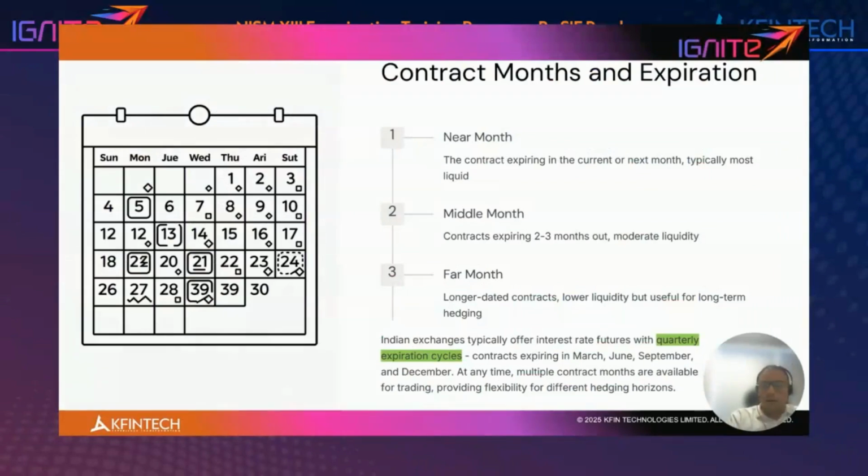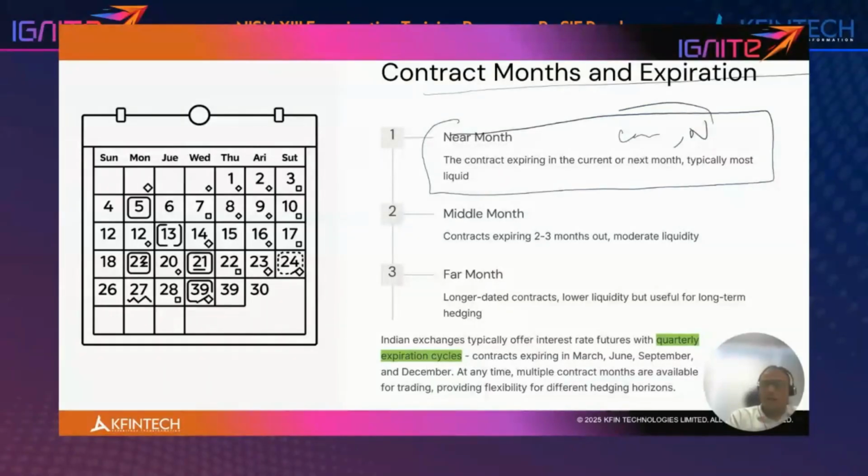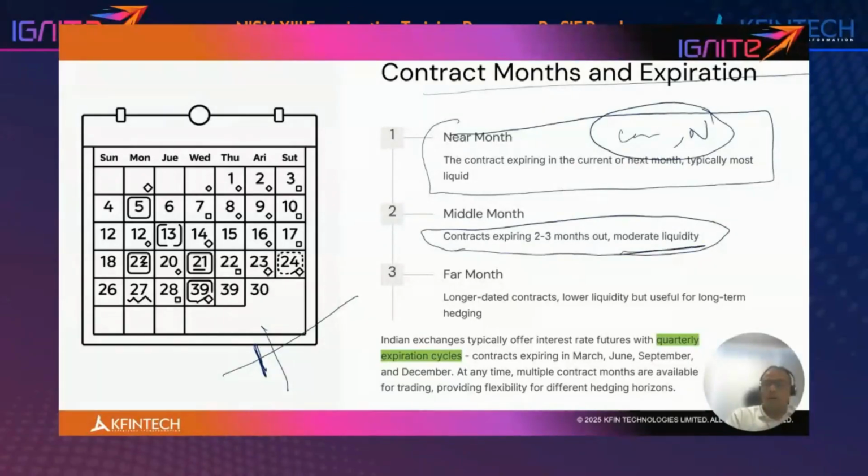Then we come to the contract months and expiration. Near month is basically current or next month. If I'm entering into a contract which is ending in this month or in the next month, this is a near month contract. Middle month is expiring in 2-3 months, moderate liquidity. This is the near month, this is the middle month, and this is the far month.